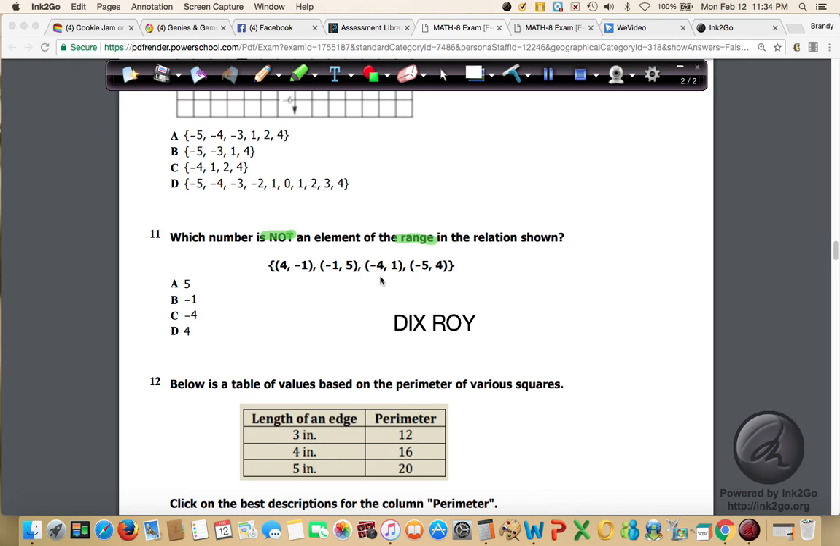So if you circle all the ones that are in the range, then all you have to do is come over here and find, well, which one of these numbers did I not circle? That's going to be the one that is not in the range. Okay, so circle all the ones that are in the range and then find the number that you did not circle. Easiest way to do this problem. Pause the video, make your selection, and move on.